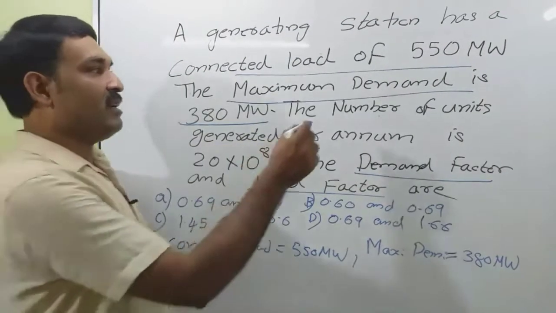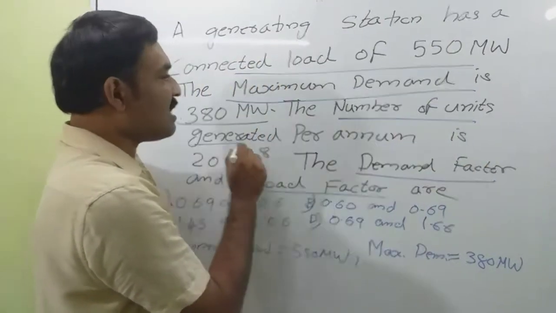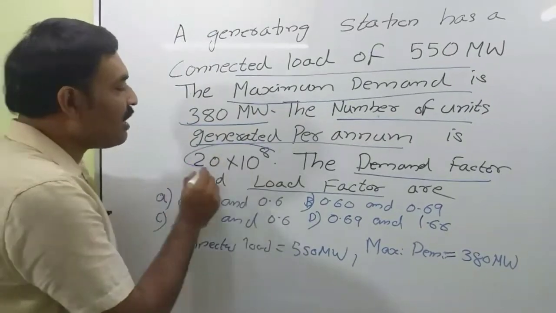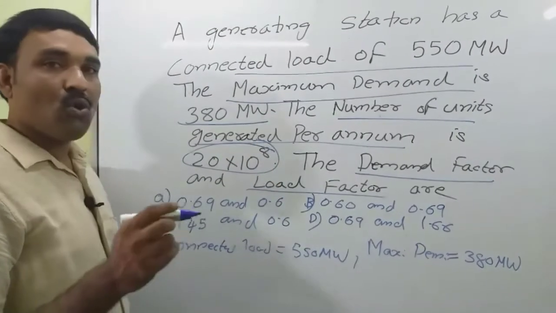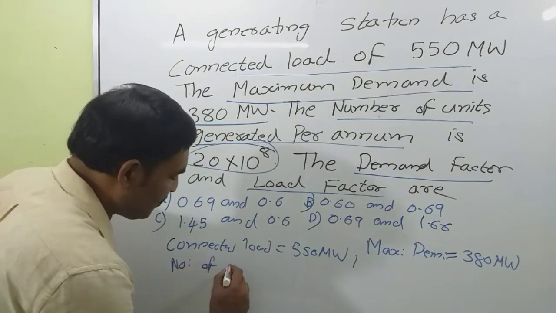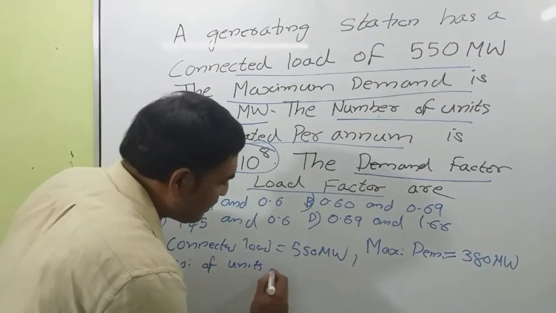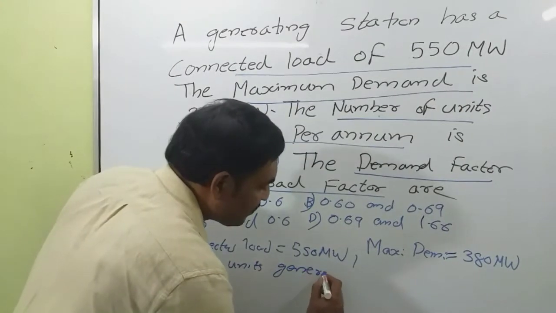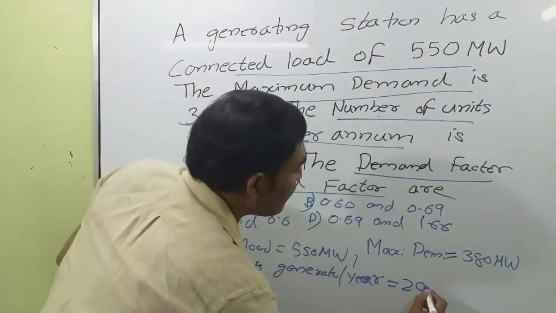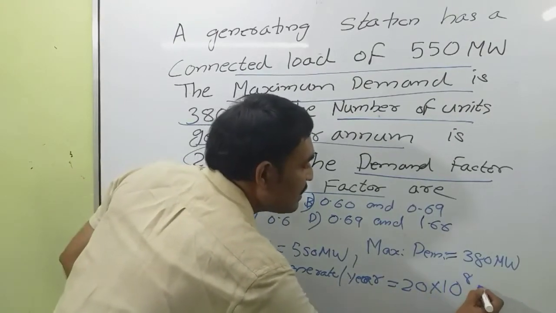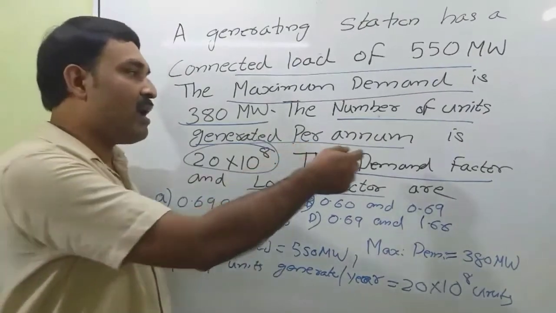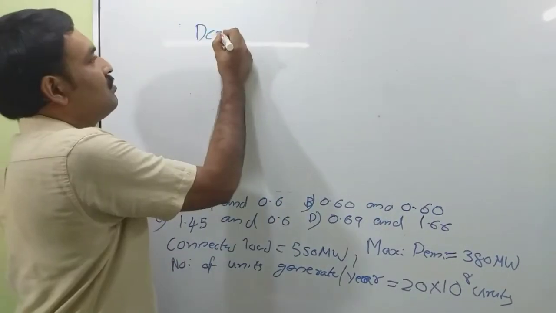Then the next data given is the number of units generated per annum. Per annum means per year. That is 20 into 10 raised to 8. So, number of units generated per year is equal to 20 into 10 raised to 8 units. So these are the given data. We want to find demand factor and load factor.